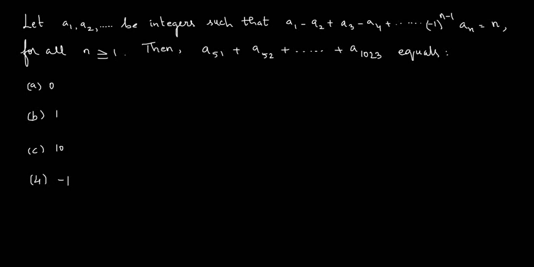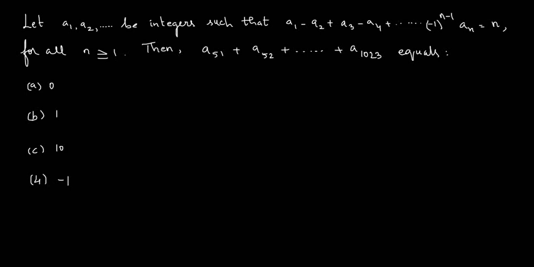In this video, we are going to see a previous year CAT question from the year 2019. So let's begin. Let a1, a2 and so on be the integers such that a1 minus a2 plus a3 minus a4 plus so on up to (minus 1) power n minus 1 an is equal to n for all n greater than or equal to 1. Then we have to find the value of this series, which is starting from a51 to a1023. And they have given the options.